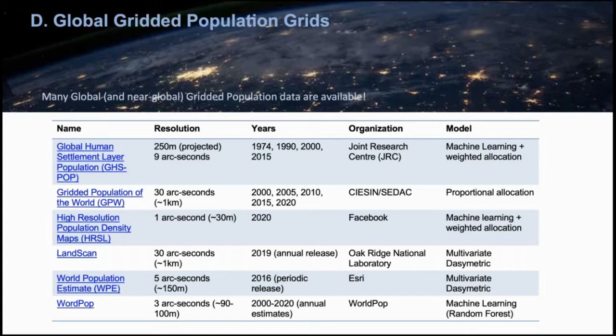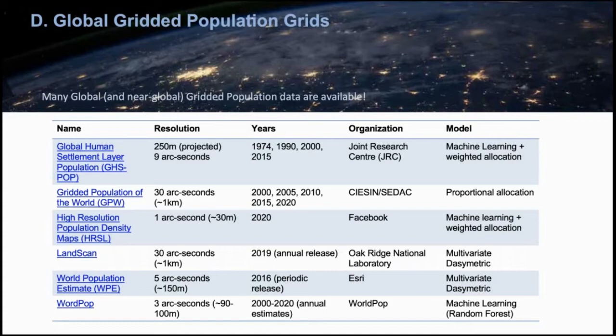Now, the HRSL isn't truly global. It covers about 160 countries and territories in the world, so a lot of the world. And there is a release due out this year that'll cover even more countries. The rest of the data sets here are global insofar as they cover the inhabited Earth. Most exclude Antarctica, which I think is fine for most applications.